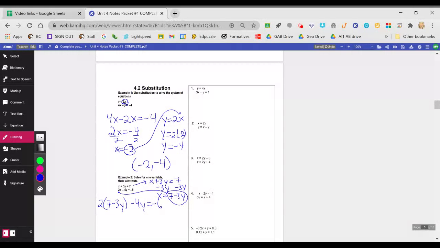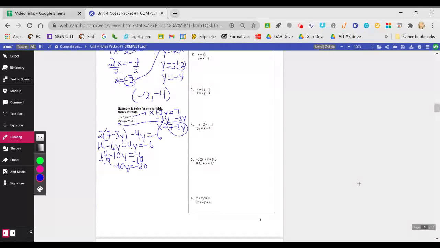And now I solve that. So I distribute the 2. You get 14 minus 6y minus 4y equals negative 6. Negative 6y and negative 4y is negative 10y. 14 minus 10y equals negative 6. Subtract 14. Negative 10y equals negative 20. I divide both sides by negative 10. And y equals 2.